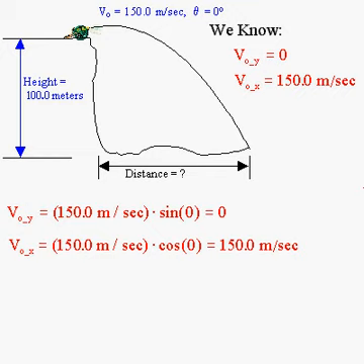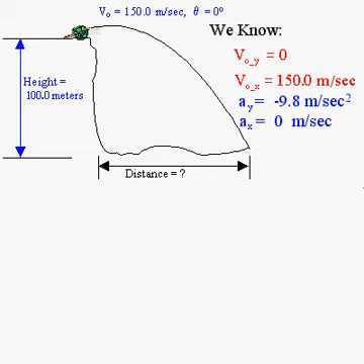We also know about the acceleration in both dimensions. In the y dimension, the acceleration is negative 9.8 meters per second squared, because the projectile is falling under the influence of gravity. In the x dimension, the acceleration is 0, because nothing's pushing or pulling on the projectile in that dimension. So that's basically everything we know.